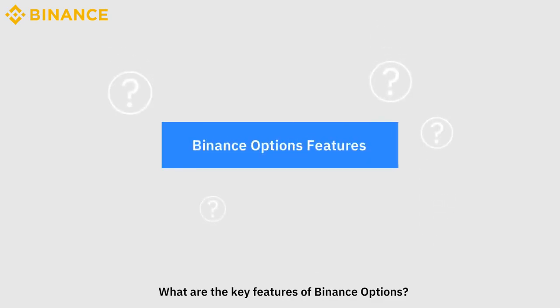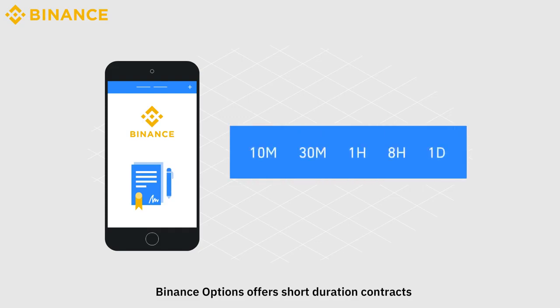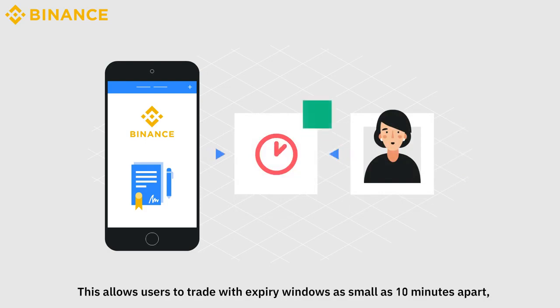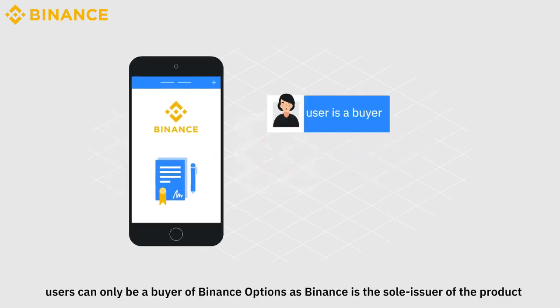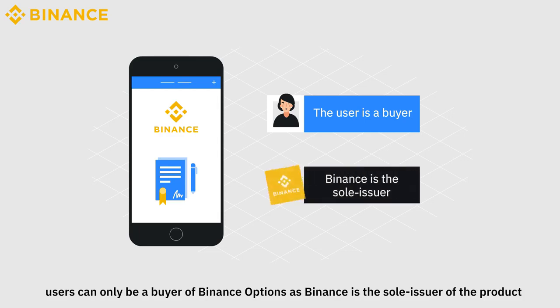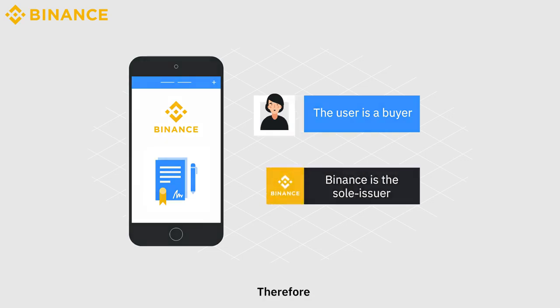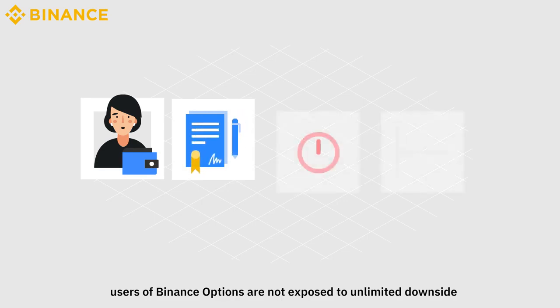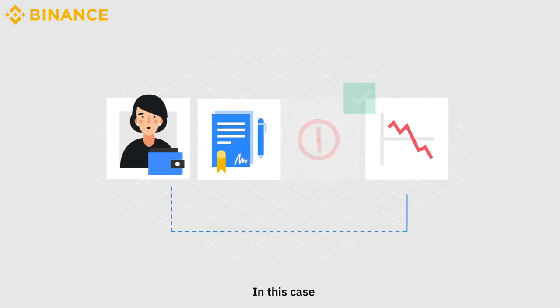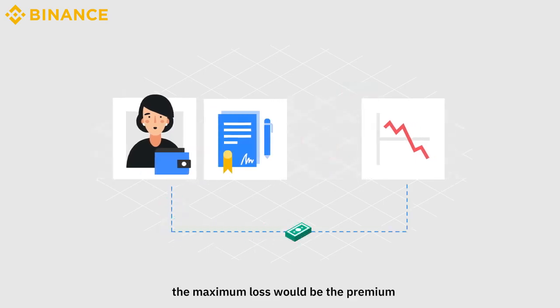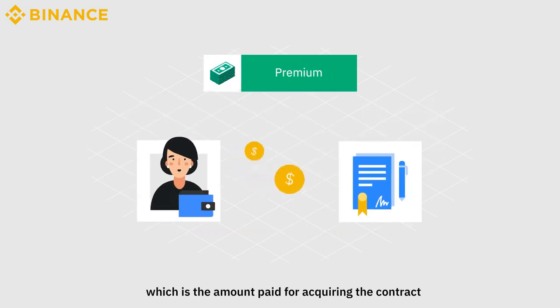What are the key features of Binance options? Binance options offers short duration contracts ranging from 10 minutes to 1 day. This allows users to trade with expiry windows as small as 10 minutes apart, while providing a wider selection of trading strategies. Unlike traditional options, users can only be a buyer of Binance options as Binance is the sole issuer of the product. Therefore, users of Binance options are not exposed to unlimited downside, unlike traditional option sellers. In this case, the maximum loss would be the premium, which is the amount paid for acquiring the contract.